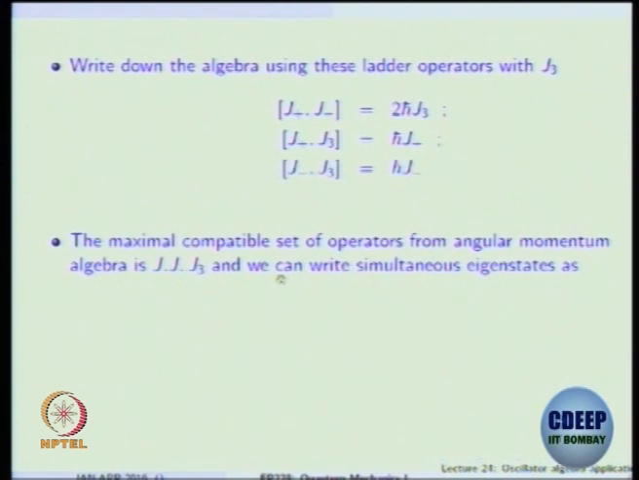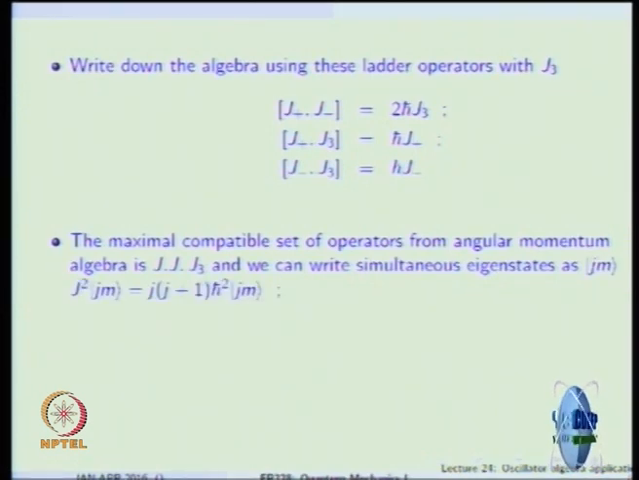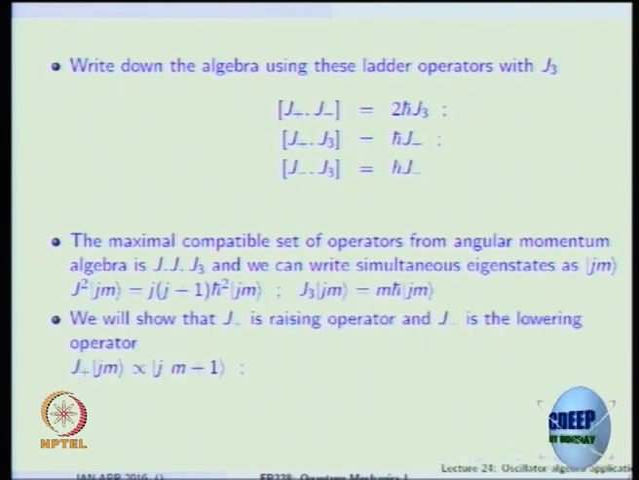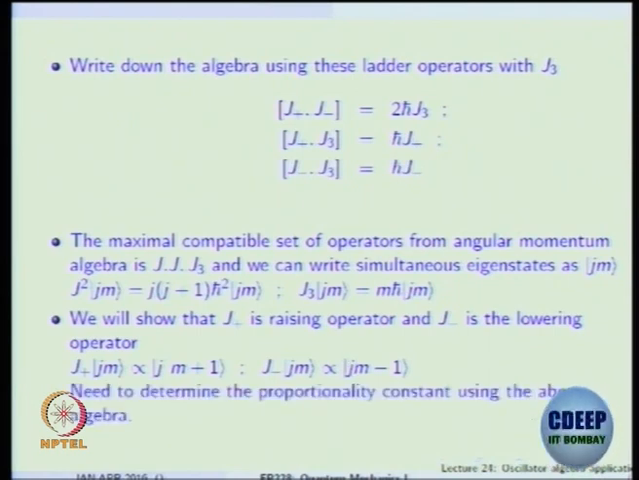So these are things I've said, except for this negative sign which is here. All the other things are fine, and we can write simultaneous eigenstates |j,m⟩, which is an eigenstate of J squared and J3, and we will show that J plus is a raising operator and J minus is a lowering operator. This also you can see from this algebra. Only the proportionality constant has to be figured out using the above algebra.